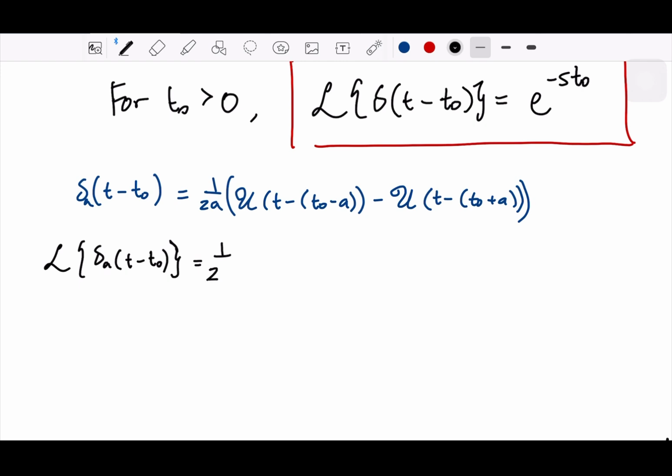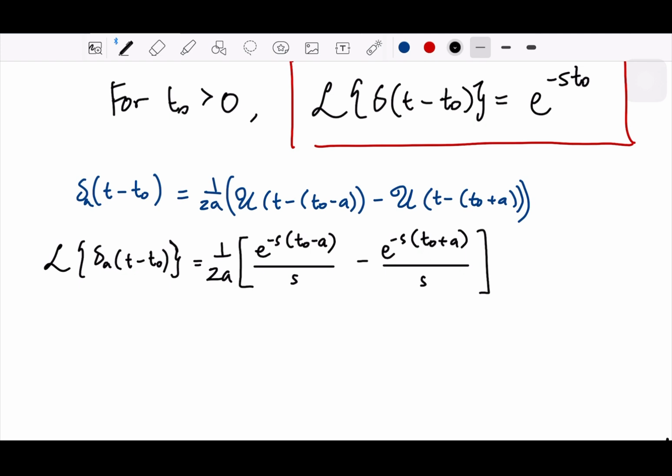this will be 1 over 2a, this is just a constant, and the unit step functions give e to the power negative s(t0 minus a), and then divided by s, and then minus e to the negative s(t0 plus a), and then divided by s. Okay. And then e with power of negative s t0, let me factor out. This will be e^(sa) minus e^(-sa).